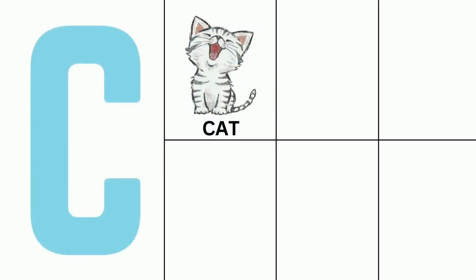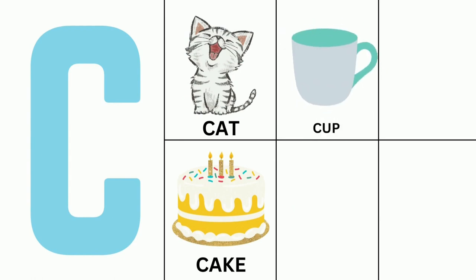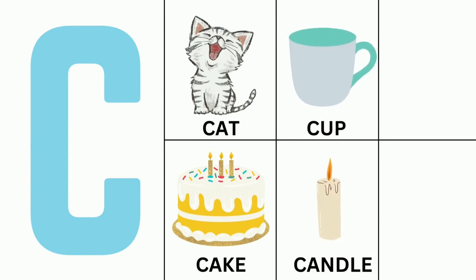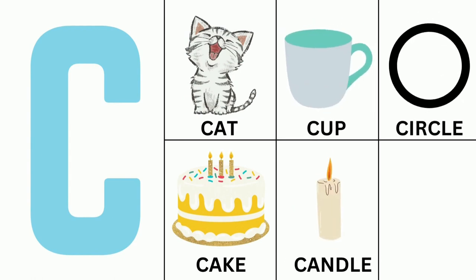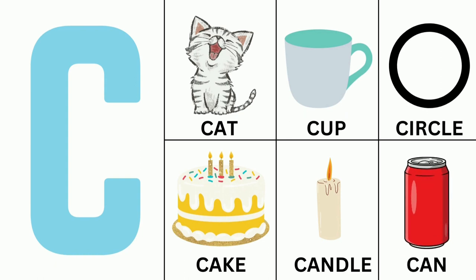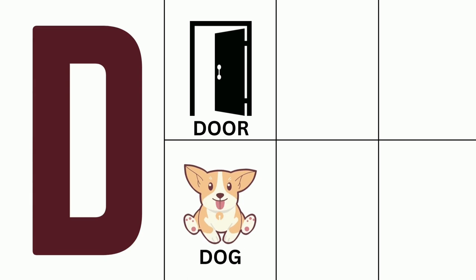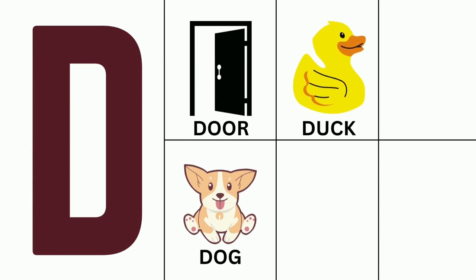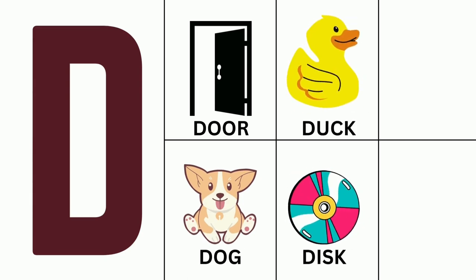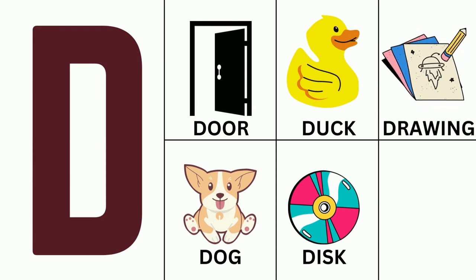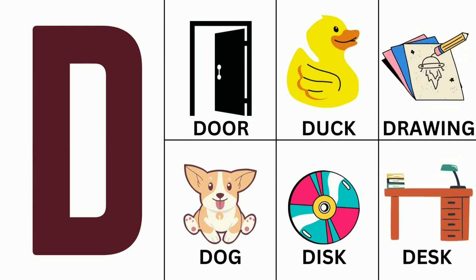C, let's learn the words that start with C. C for cat, C for cake, C for cup, C for candle, C for circle, C for can. D, let's learn the words that start with D. D for door, D for dog, D for duck, D for desk, D for drawing, D for desk.